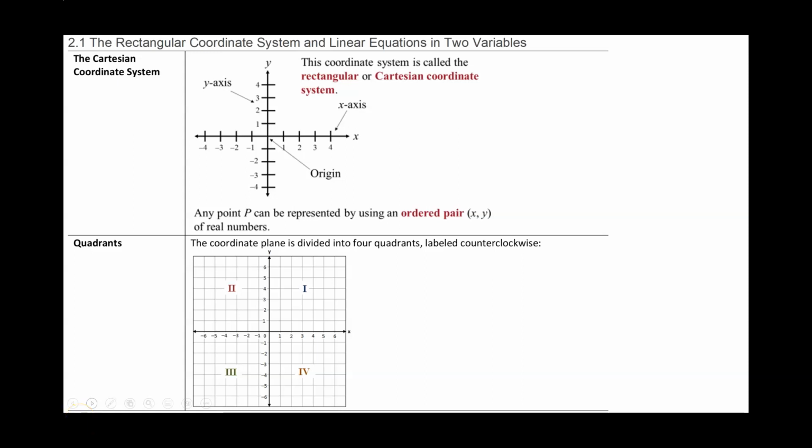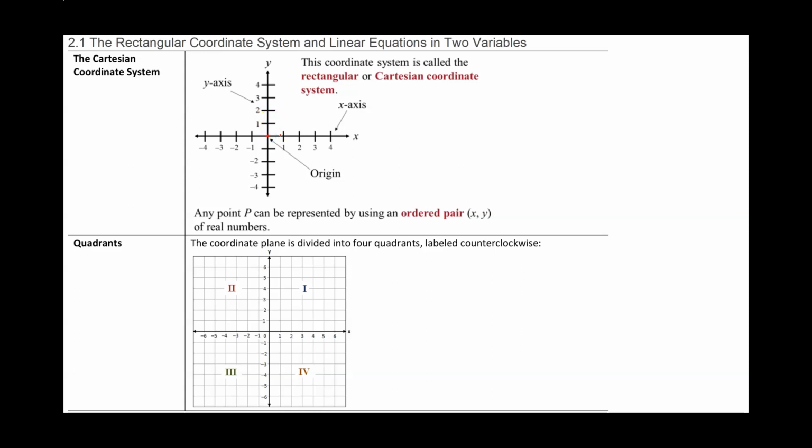In sections 2.1 and 2.2, we will be introduced to the rectangular coordinate system, also known as a coordinate plane, and we will start talking about lines. So the coordinate plane has an x-axis, which is the horizontal axis, the y-axis, which is the vertical axis, and the origin is right in the center.